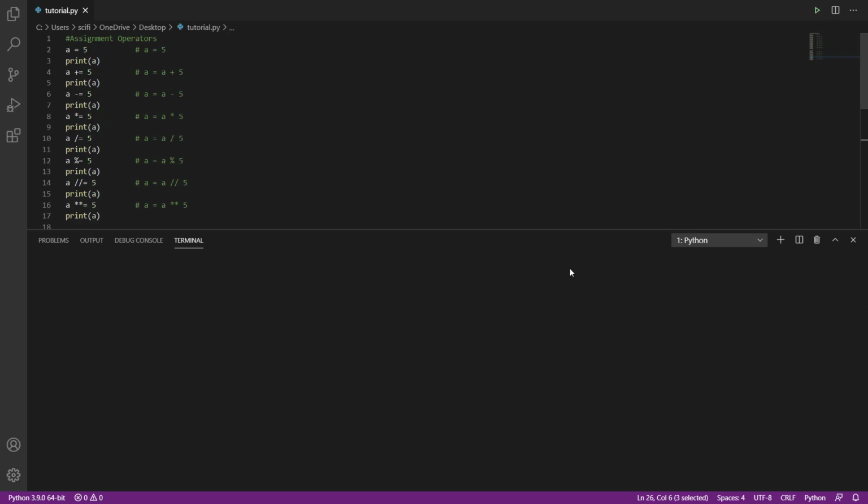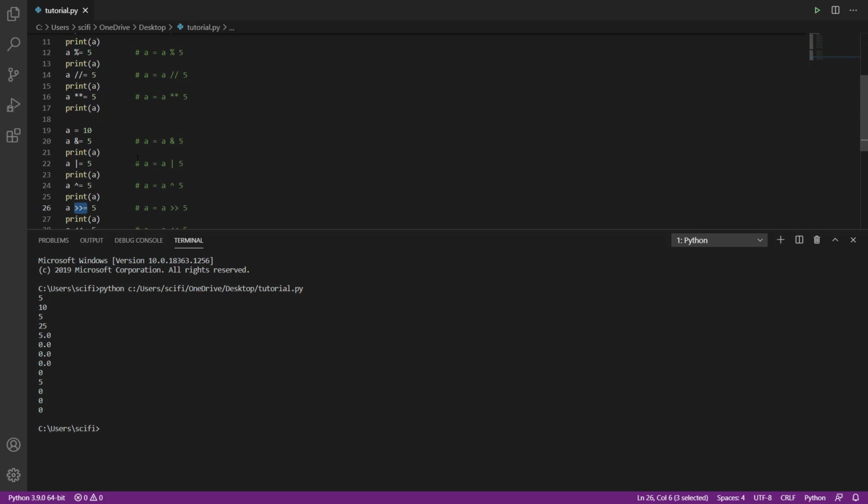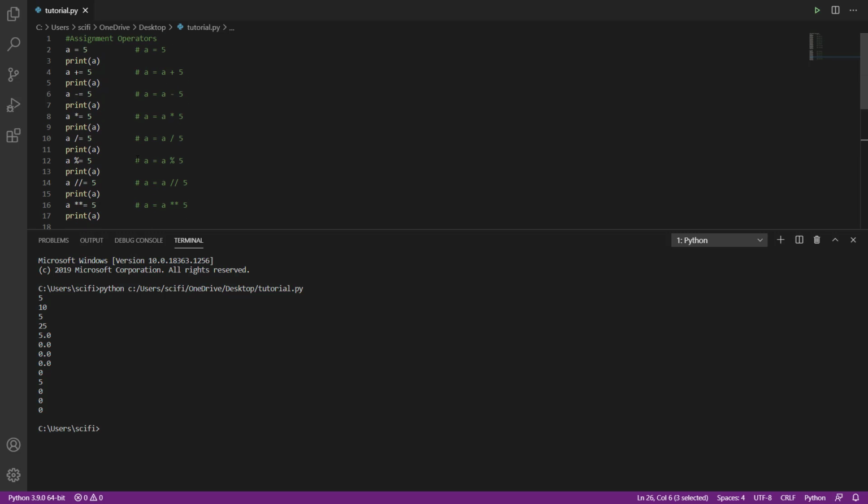Let's just run it, and you can see the values. So a equals 5, it prints 5. Then a plus equals 5, that means 5 plus 5, 10. And then now the value of a is 10, then 10 minus 5, 5. And similarly, it goes on. So this is all about assignment operators.